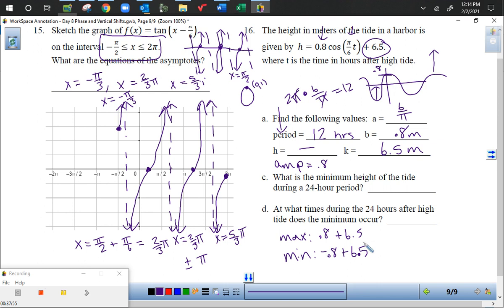But we also have to remember that when we're talking about these values in terms of a word problem, labels matter. So that 0.8 given in the original problem was meters. So our maximum is going to be 7.3 meters, and our minimum is going to be the same thing. We have to deal with that in terms of meters, 5.7, so that we talk about our labels. Then C only wants one of them, and it looks like it wants the minimum value, the 5.7.